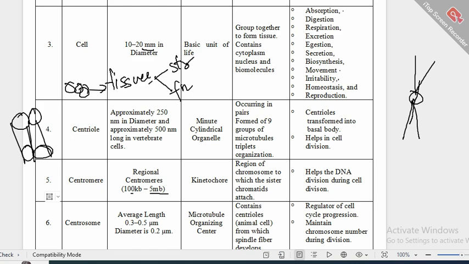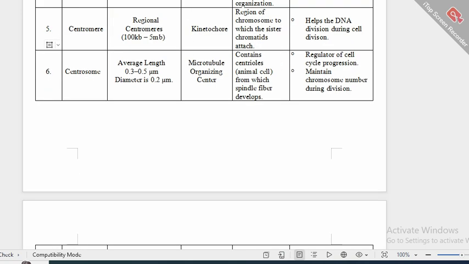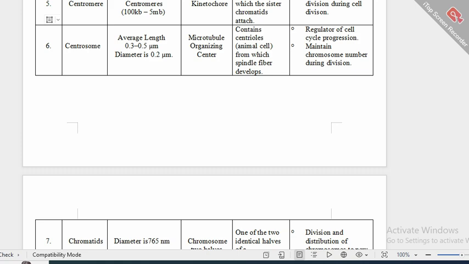Next subcellular organelle is centrosome. Centrosome average length is 0.3 to 0.5 μm and diameter is 0.2 μm. Its synonym is microtubule organizing center. Centrosome contains centrioles which lie perpendicular to each other, from which spindle fiber develops later on. So it is a regulator of cell cycle progression and maintains chromosome number during division.